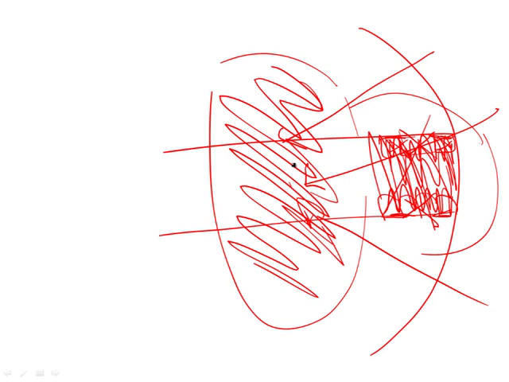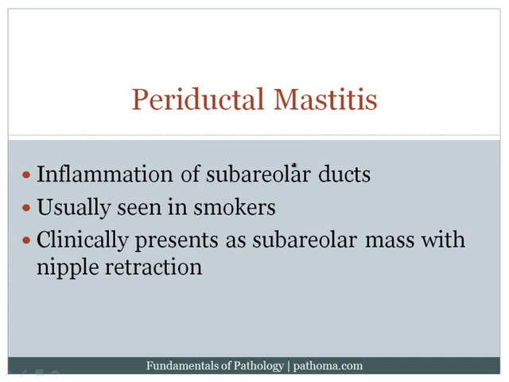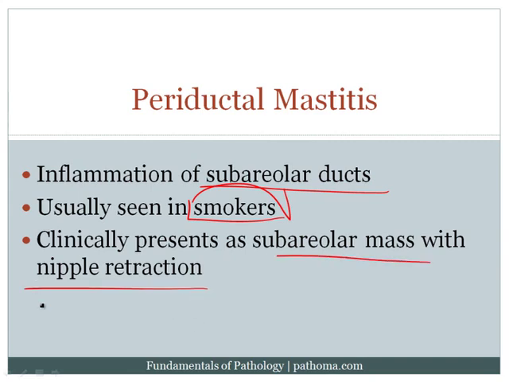Now, with that as a background, let's go back and read what I say in the book. So I say that periductal mastitis is inflammation of the subareolar ducts, usually seen in smokers. I've already explained that, again because of a relative vitamin A deficiency, and it classically presents as a subareolar mass with nipple retraction. Now, this nipple retraction is important because I think, from my experience with medical students, when they hear the word nipple retraction, they automatically think breast cancer.